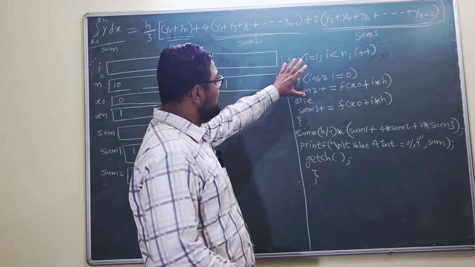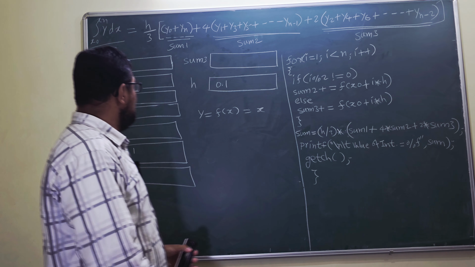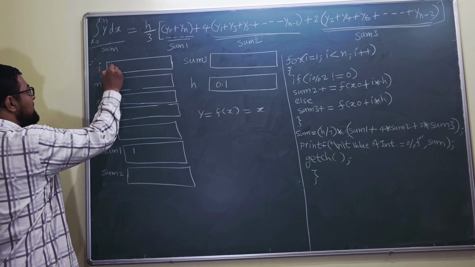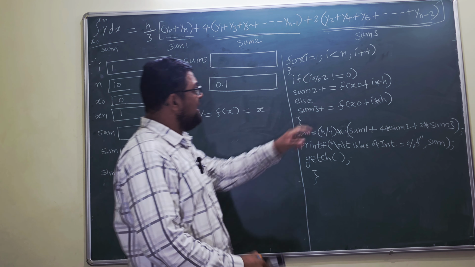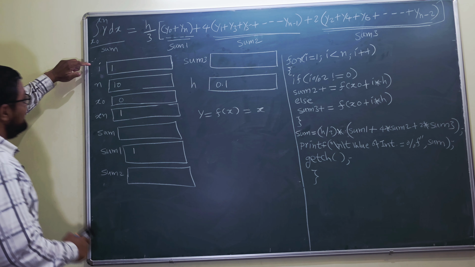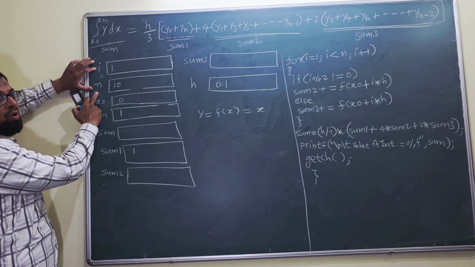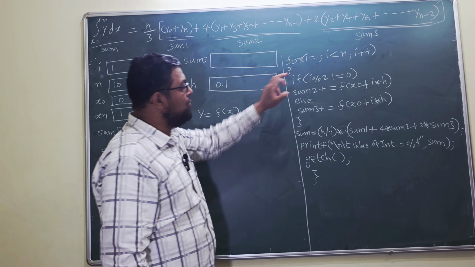Now this for loop starts here. So we have for i is equal to 1. So in the variable i, 1 will be stored. Then the condition i less than n will be checked here. Now it will check whether 1 is less than 10. The condition is true, therefore it will go into this for loop.